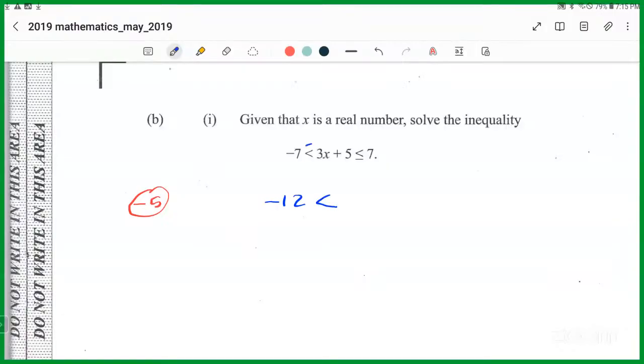Less than, this stays as it is. When you subtract 5 from the middle, you're left with 3x. Then it stays less than or equal to. When you subtract 5 from 7, you're left with 2.